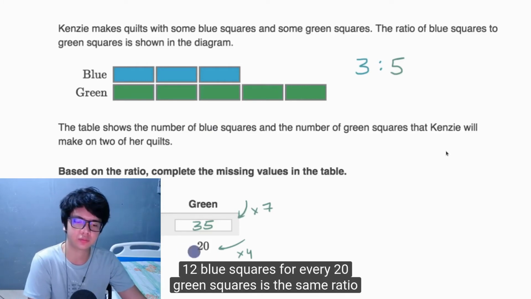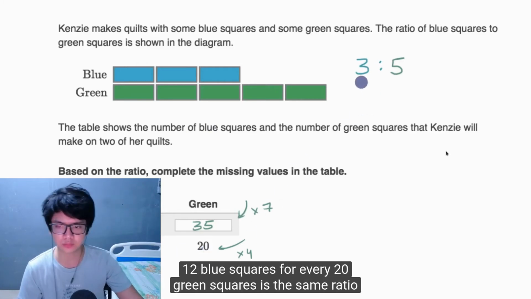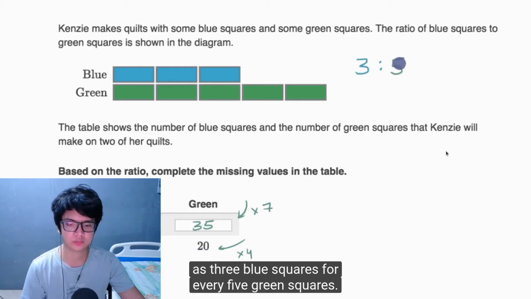12 blue squares for every 20 green squares is the same ratio as 3 blue squares for every 5 green squares. Let's do another example.